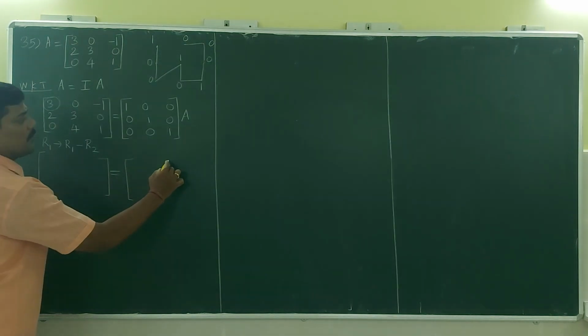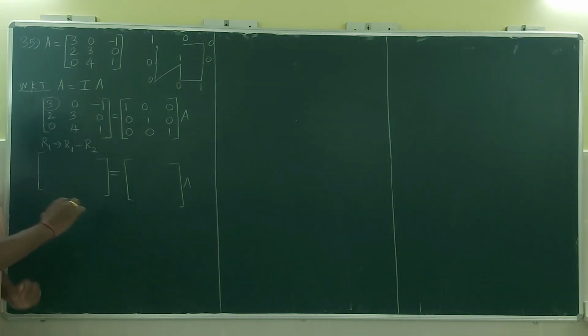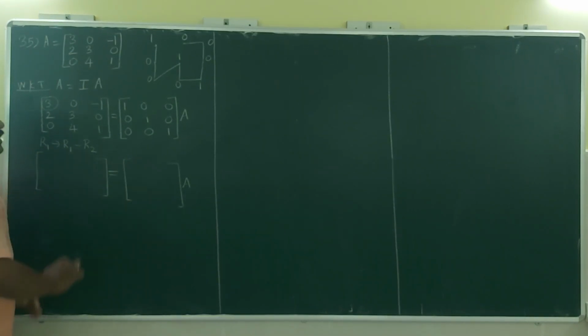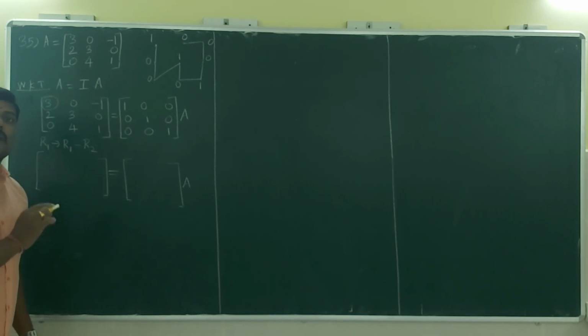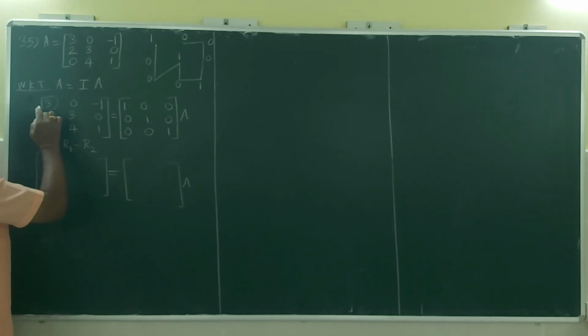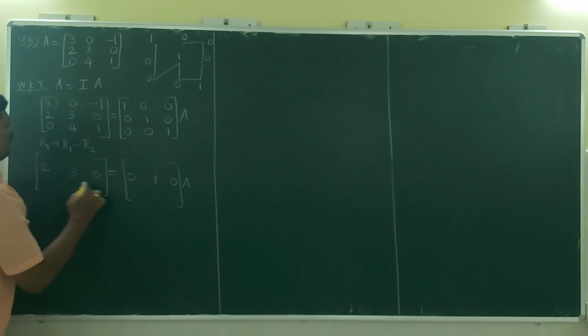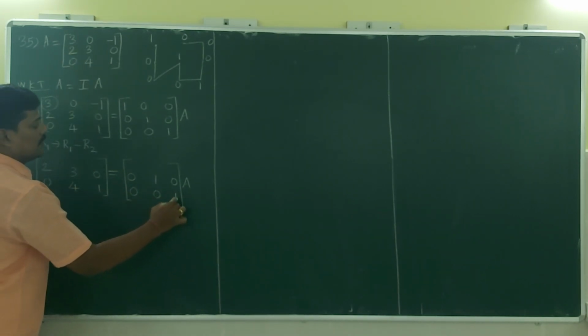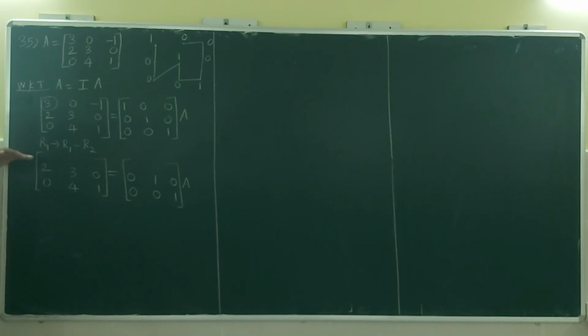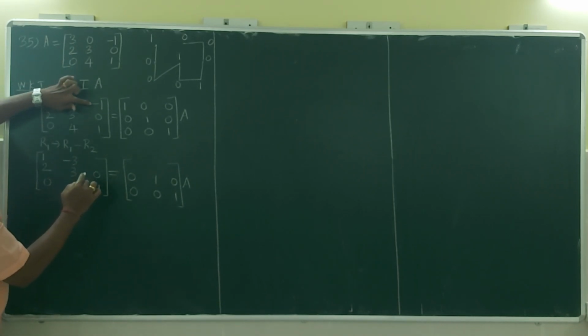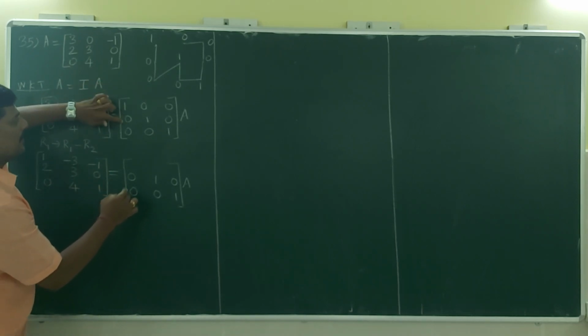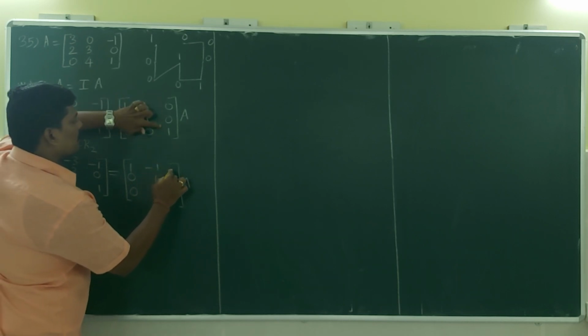When you apply the operation for any one row, fill the other 2 rows as they are and then apply the operation for that particular row. So I have applied the operation for the first row. The second row and the third row will be as they are. Now apply R1 implies R1 minus R2. So 3 minus 2 is 1, then 0 minus 3 is minus 3, then minus 1 minus 0 is minus 1, then 1 minus 0 is 1, 0 minus 1 is minus 1, 0 minus 0 is 0.